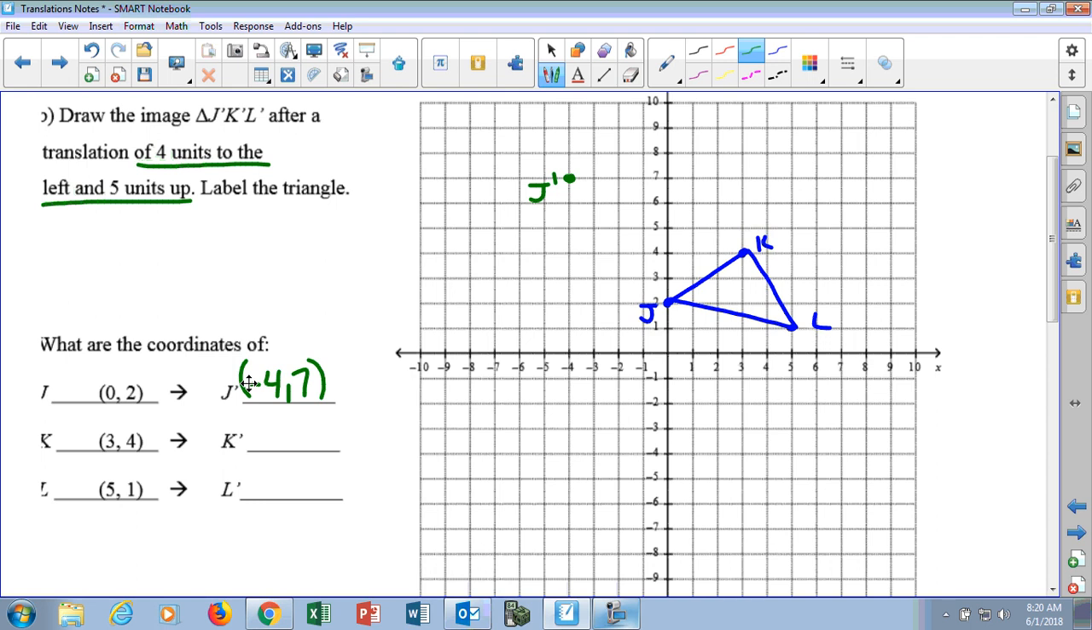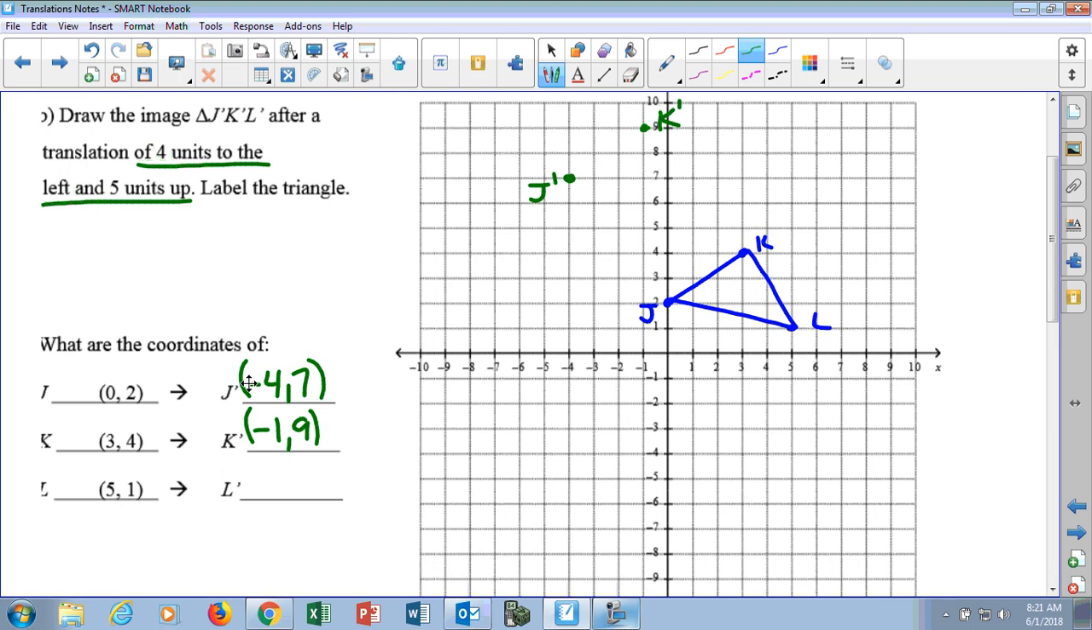How many people had that spot? Good. Liking this? This is pretty easy. All right, what about image K? If we're at 3, 4, and I got to go 4 left and 5 up, where does that put me? Joe? Good. -1, 9, which is way up here.